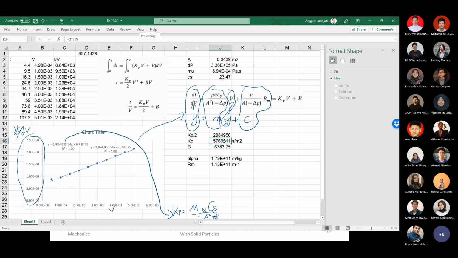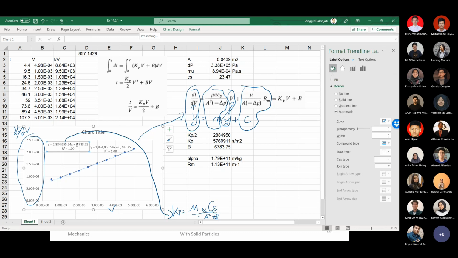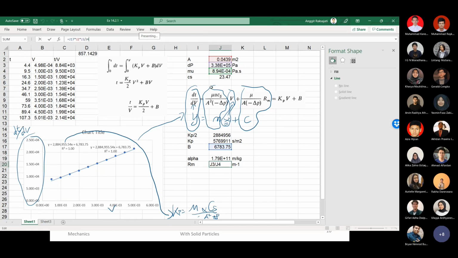Now you know your Kp, your alpha, the specific cake resistance, and your Rm, the medium resistance, of course comes from the intercept. The intercept is 6,000 something over here, and the intercept is mu per A delta P Rm. So your Rm is the intercept multiplied by A multiplied by delta P divided by mu.